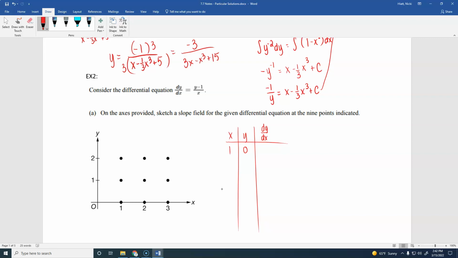So at 1, 0, you would have 0 minus 1 over 1, which would give you -1. So you draw your little line with a slope of -1. At 2, 0, in the top you'll have 0 minus 1, which is -1 over 2, so you get -1/2. So it's still negative, but you need to make it a little less steep. And then for 3, 0, you're going to get -1/3. So still negative, but even a little less steep than the one before.